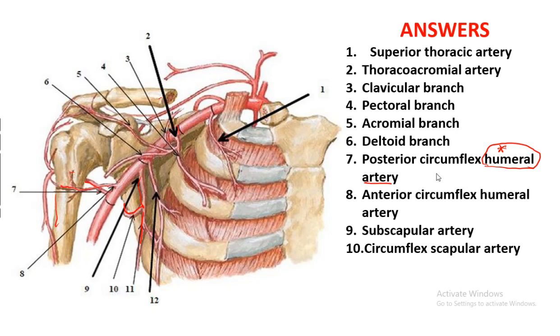Remember, we had the posterior circumflex humeral artery and the anterior circumflex humeral artery. Now we have the circumflex scapular artery, which is branching off from the subscapular artery. This circumflex scapular artery is normally going toward the region where you can find the scapula. Let's quickly move on and look at the next branch of the subscapular artery.